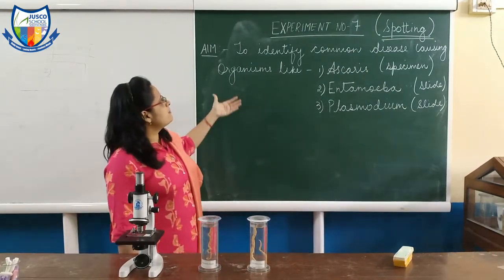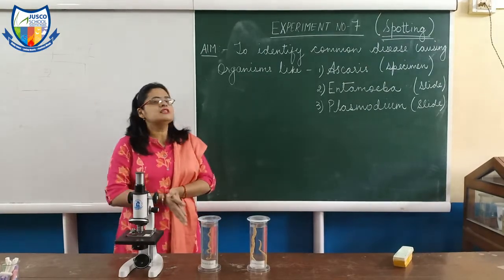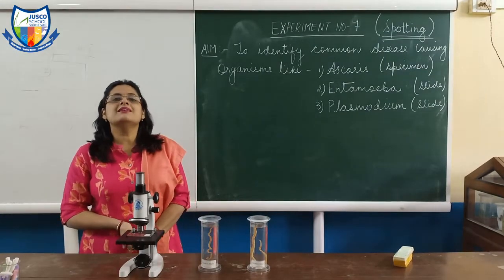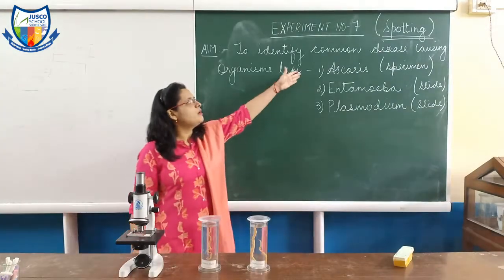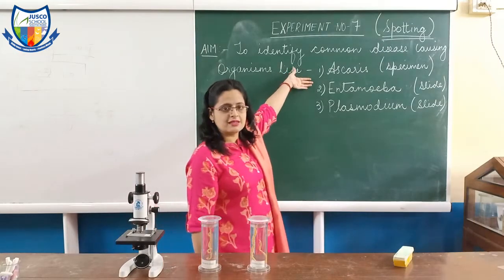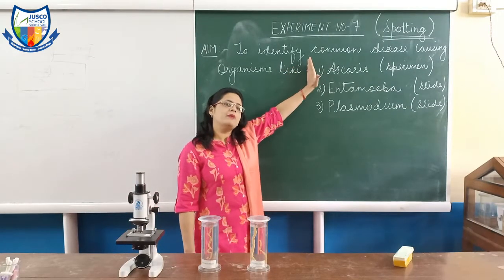So, the aim of our experiment is to identify the common disease causing organisms. There are certain organisms which cause certain diseases in our body, right? So here we are going to talk about 3 organisms in a row. The first organism is Ascaris, for which I will show you the specimen of male and female both.